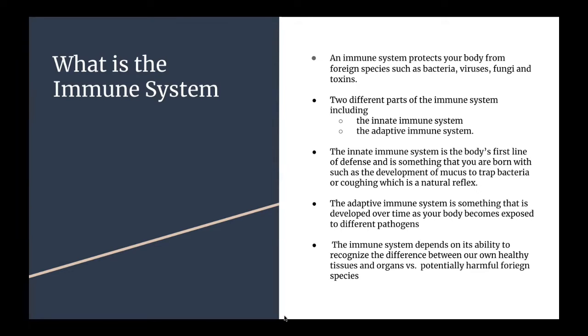The adaptive immune system is something that's developed slowly over time as your body becomes exposed to different pathogens. In comparison to the innate immune system, the adaptive immune system takes a longer process during the initial exposure due to the activation and expansion of B and T cells. Together, these two parts work in harmony to make up your immune system. One essential aspect of the immune system is its ability to recognize the difference between our own healthy tissues and organs and potentially harmful pathogens.